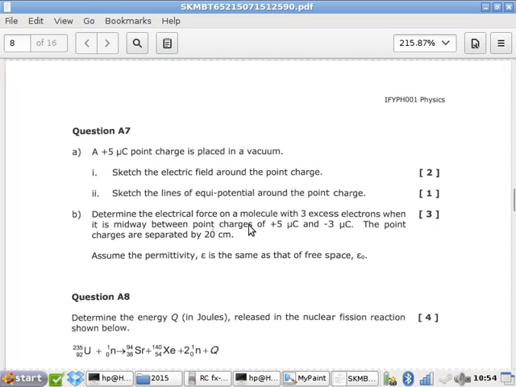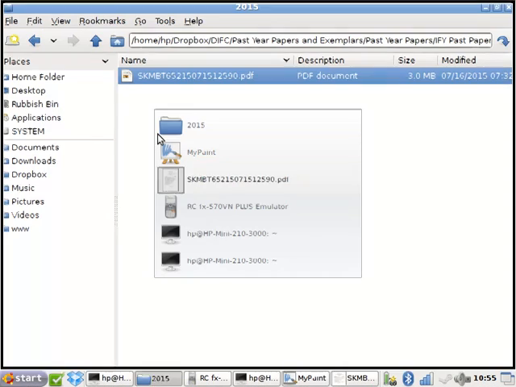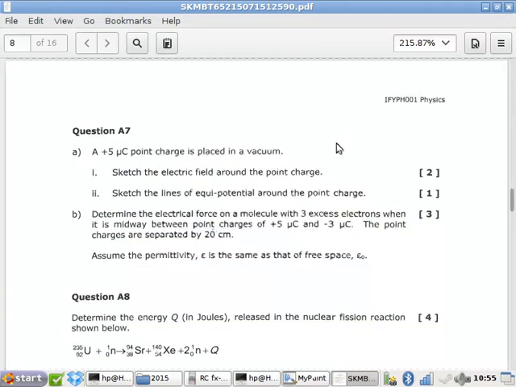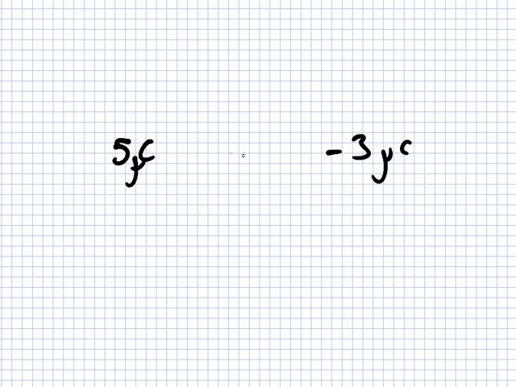Determine the electrical force on a molecule with 3 excess electrons when it's midway between a 5 and a -3. Okay, so just maybe to draw this, here is 5 coulombs. Is it 5 coulombs? 5 microcoulombs. And here is -3 microcoulombs. And we want to know what is the force when you have 3 electrons in the middle. So you have a 3e here, and this distance is 10 centimeters, and this distance is 10 centimeters.